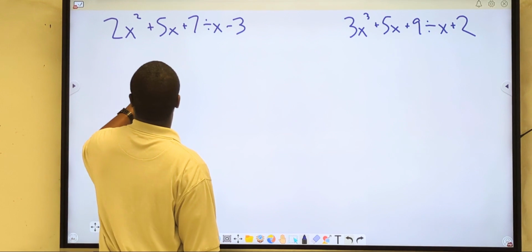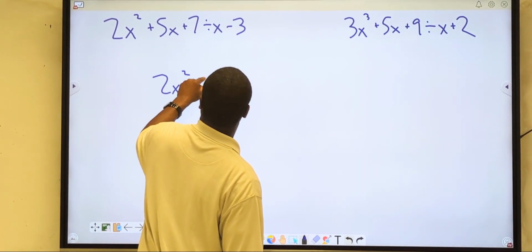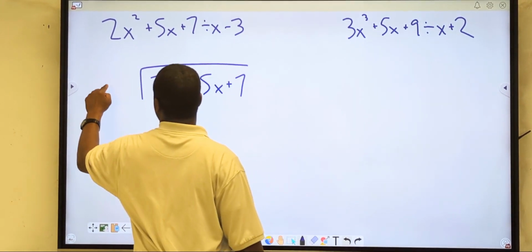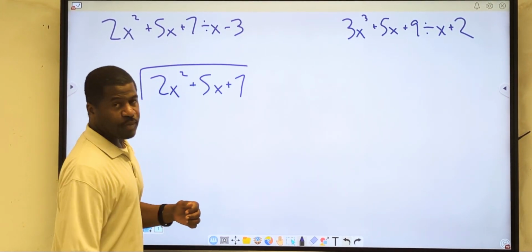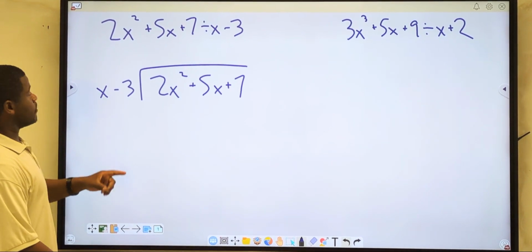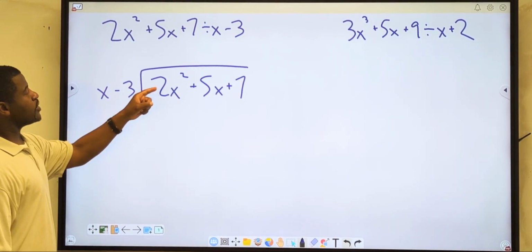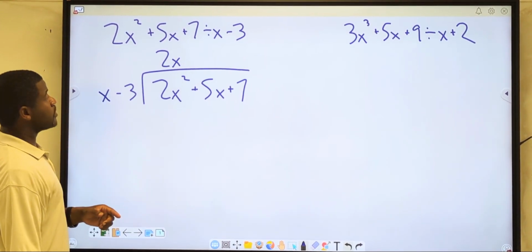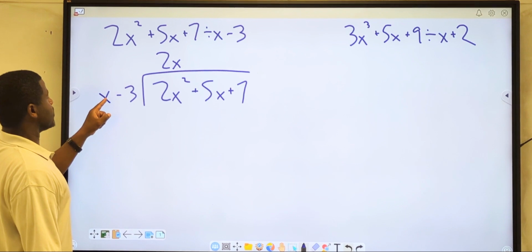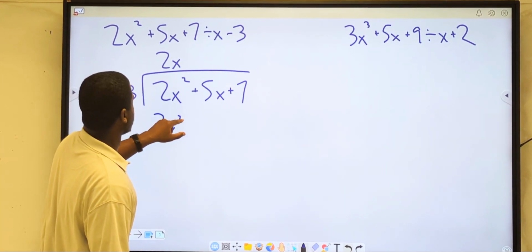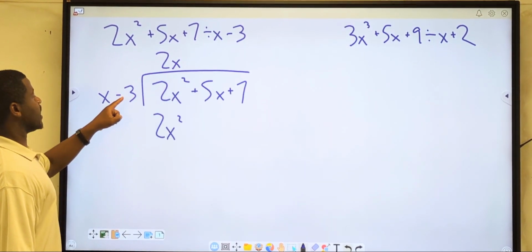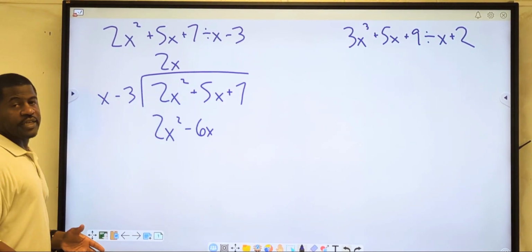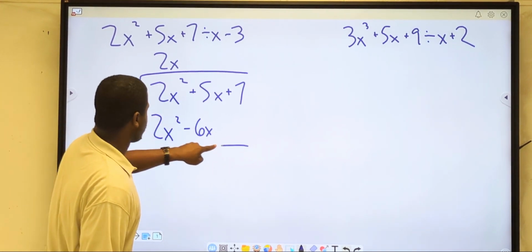So first, we would like to say 2x squared plus 5x plus 7, and this is divided by x minus 3. So first, x will go into 2x squared 2x times. 2x times x is 2x squared, and now 2x times negative 3 is negative 6x. So what we do, we draw the line.